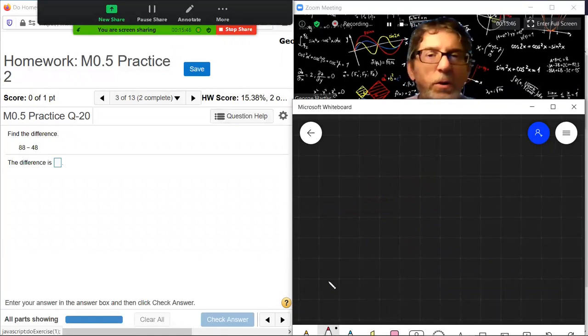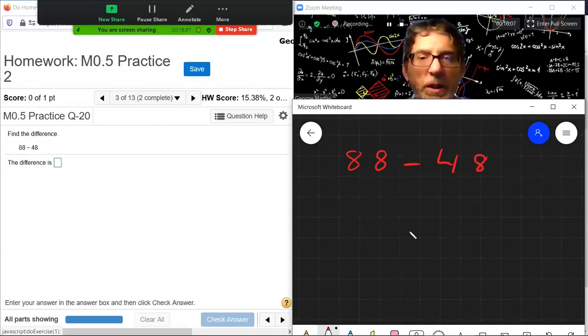So now we have a horizontal subtraction. So when they say find the difference, they mean subtraction. The difference between two numbers. How far are they different? And we find that out by subtracting. So we have 88 minus 48.